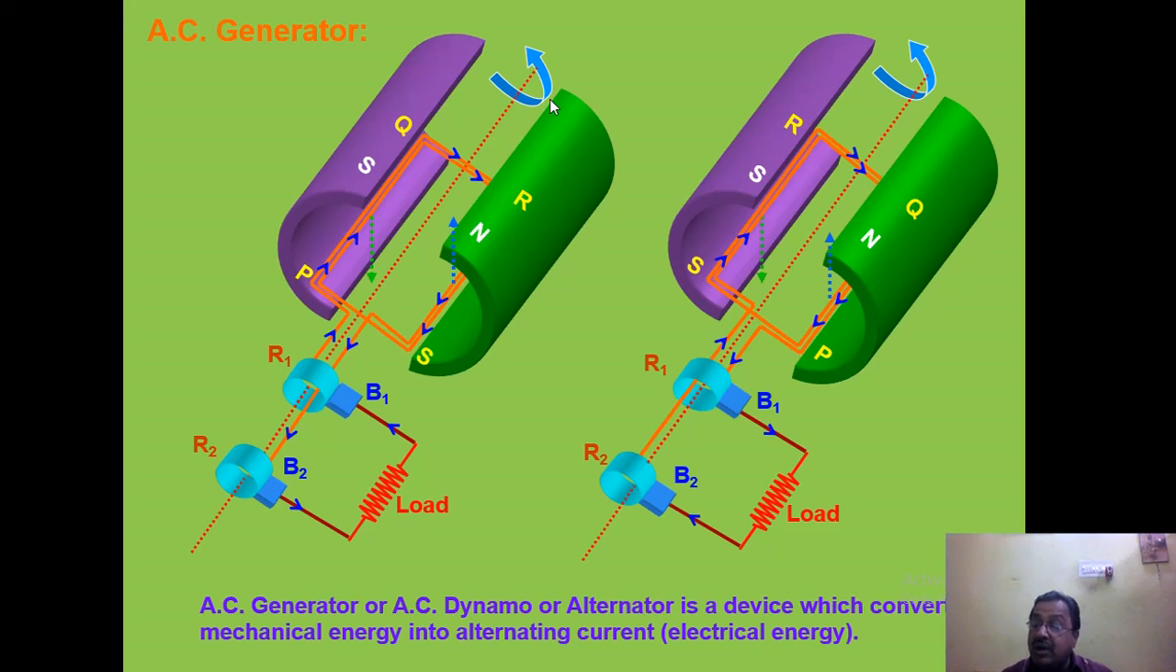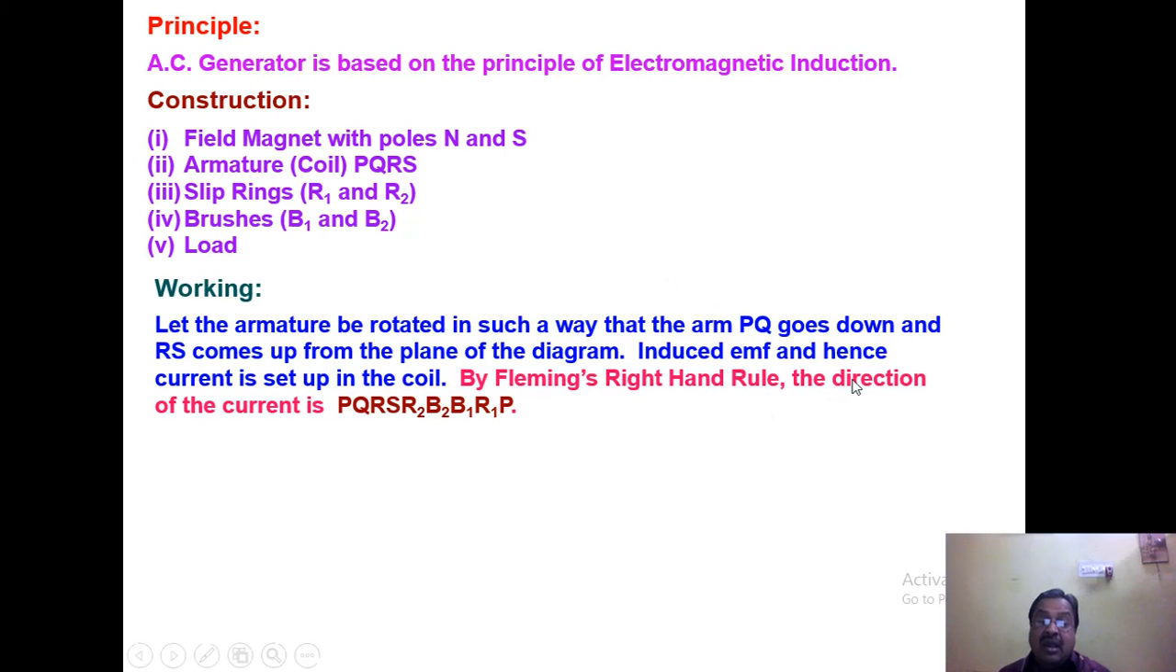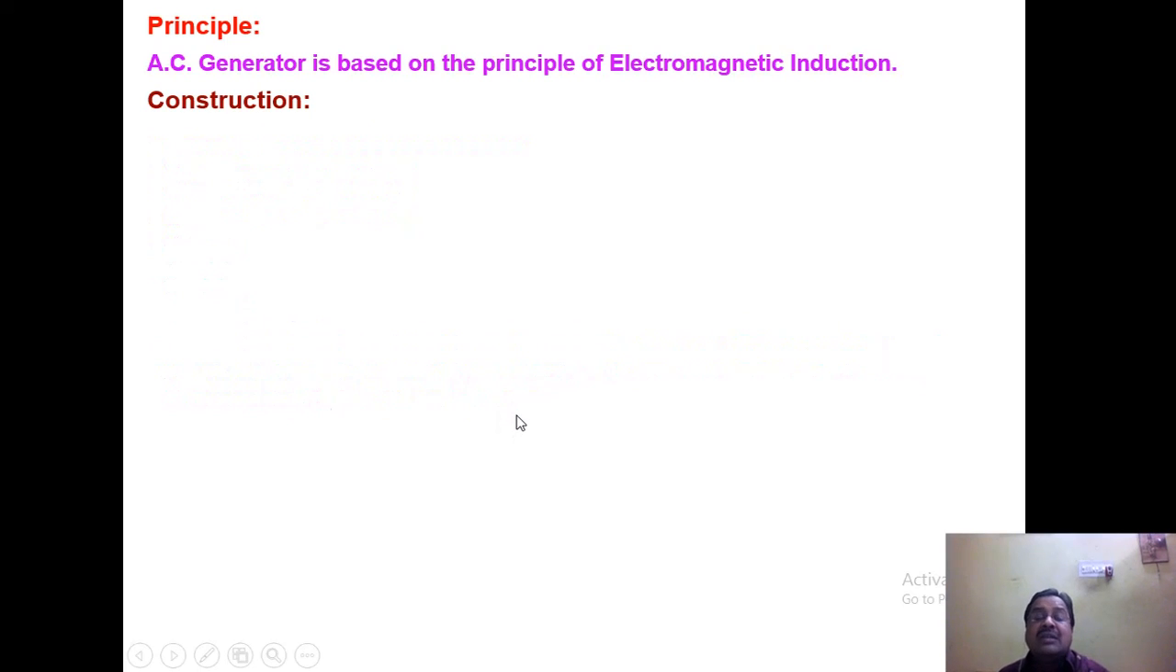Due to continuous rotation, this armature PQRS is rotating continuously, and EMF is set up. How? When it rotates continuously, PQ goes down and RS comes up from the plane of the diagram, and induced EMF and hence currents are set up in the coil. And what is the direction of the current? That you can find by applying Fleming's right hand rule.